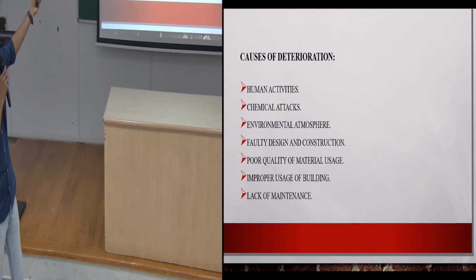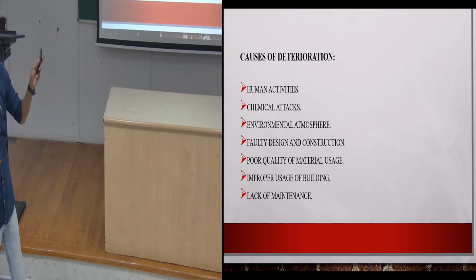That is due to human activities, chemical attacks, that is toxic substances, environmental atmosphere, that is moisture, water leakages, or any other faults, that is improper design, construction, and execution. Then poor quality of material usage. And then improper usage of the building, which means initially we designed it for some other purpose.